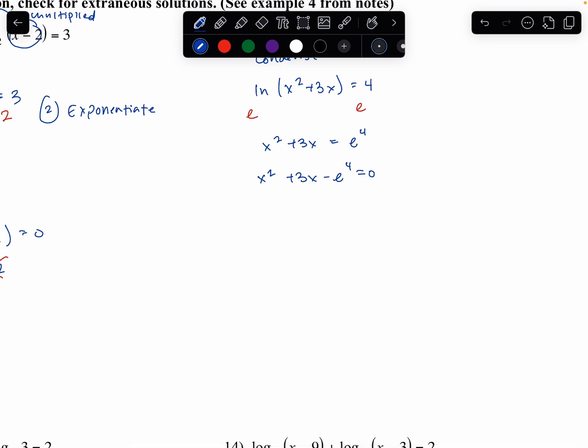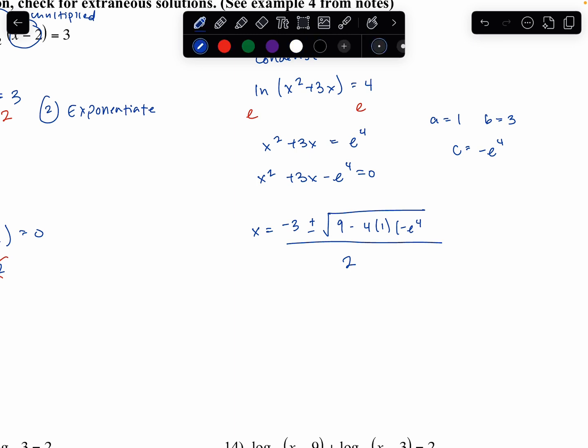Now, if I use the quadratic formula, a will be equal to 1, b will be equal to 3, and c will be equal to negative e to the 4th, which is kind of weird trying to use as c. In any case, if we use the quadratic formula, x is equal to negative 3 plus or minus the square root of b squared, which would become 9, minus 4 times a times c, all over 2a, which would just be that.